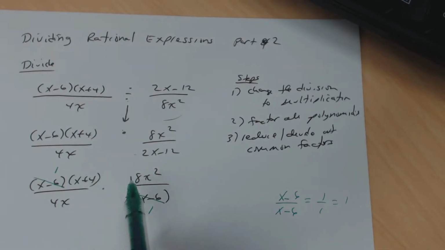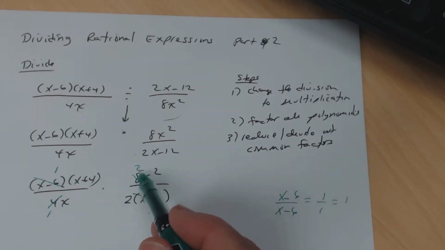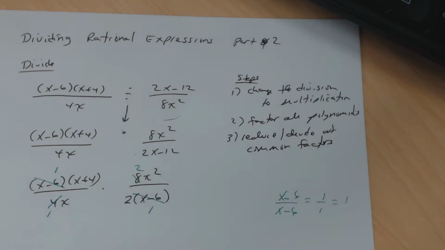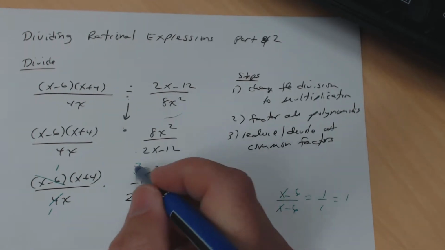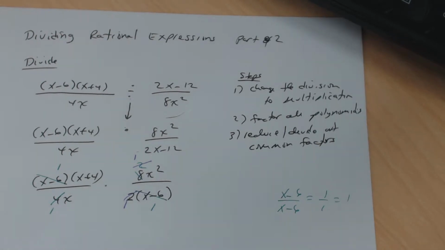Then over here, notice that we have an 8 and a 4, so I can simplify those. 4 goes into 4 one time, and 4 goes into 8 two times. Then if you look at this 2 and the 2 again, those divide out. This becomes a 1, and this becomes a 1, because 2 divided by 2 is 1.